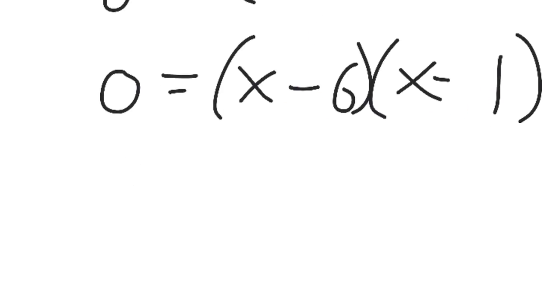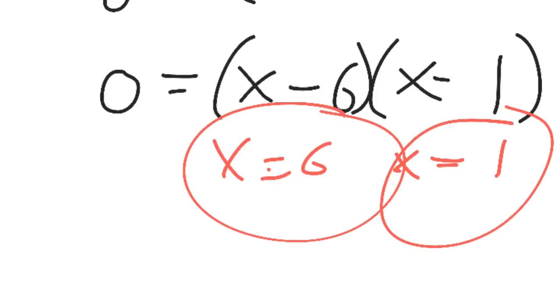And when things are factored, you just have to set each parentheses equal to 0. x equals 6 would make this whole side equal 0. And then if x equals positive 1, that sets that whole side equal to 0. So these are your two solutions: x equals 6 and x equals 1.